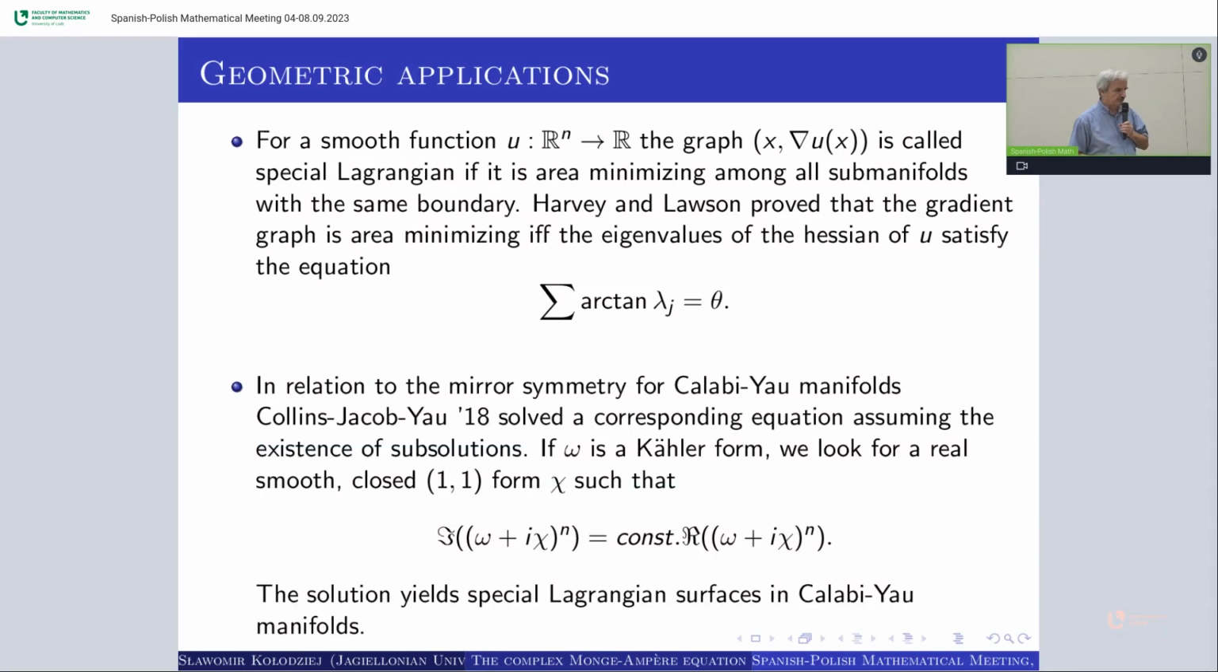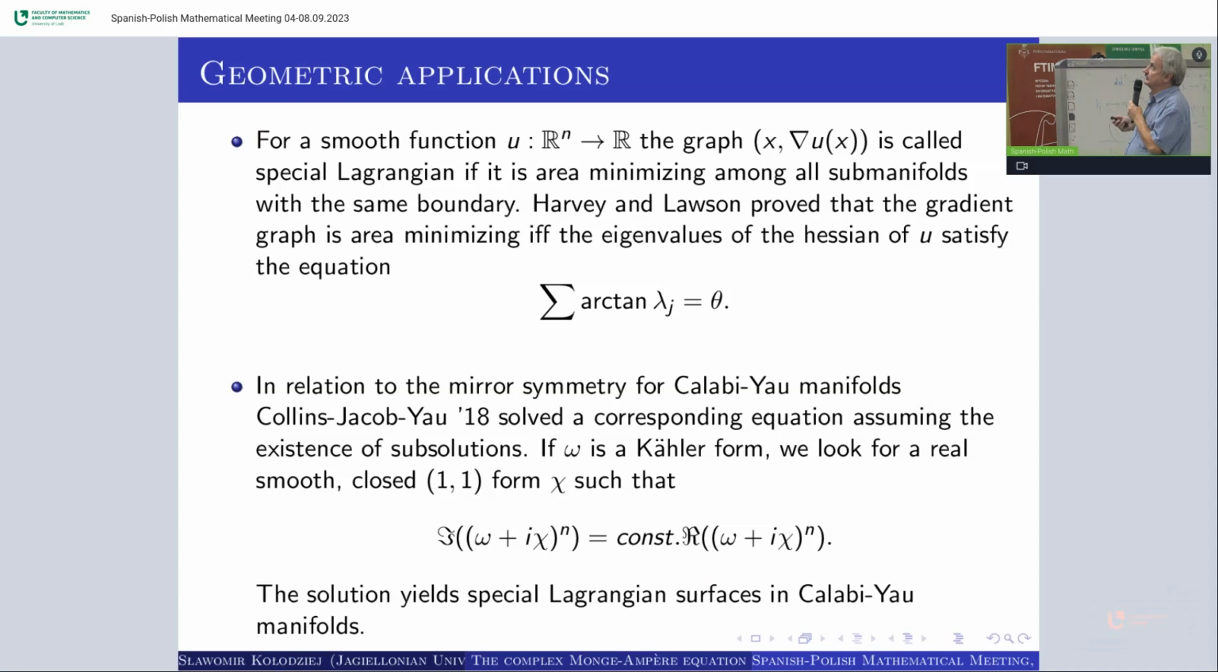And there is a corresponding equation which appears in supersymmetry again. It was considered first by Collins, Jacob, and Yau. So in this equation we have the same volume form omega plus i chi, where chi is a real closed smooth form. Omega is a given Kähler form. And here we have the imaginary part, which should be equal to a constant times the real part of the same form.